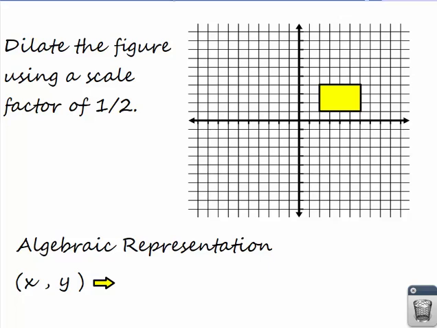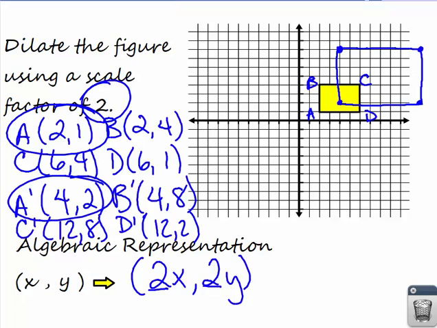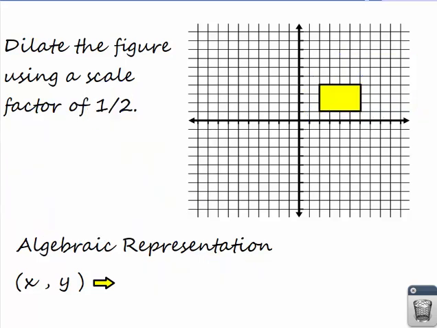Well, what would we do on this one with all those points that we did have? The 2, 1, and the 2, 4, and the 6, 4, and the 6, 1. What I would do instead of multiply by 2, I would divide by 2. Okay, so if we look at point A as 2, 1, my A prime would then actually be 2 divided by 2, or half of 2 is 1, and half of 1 is 0.5.